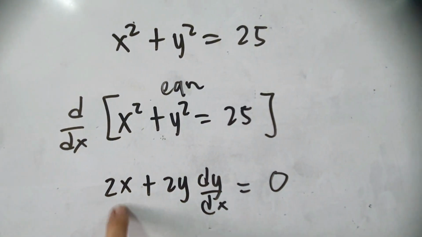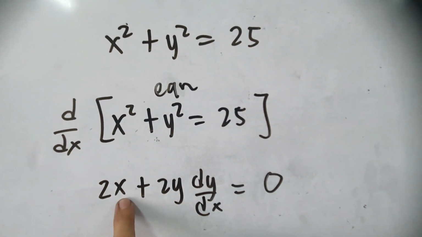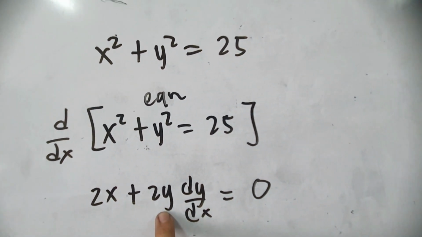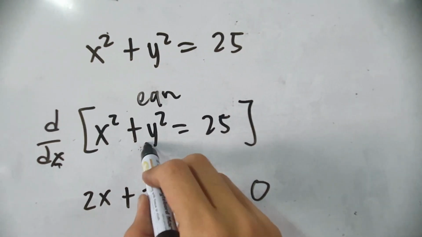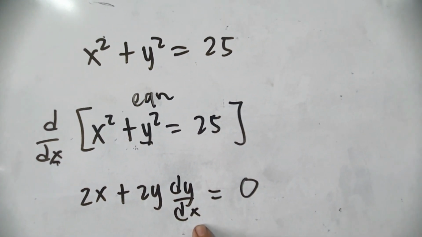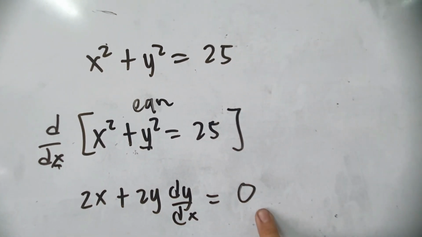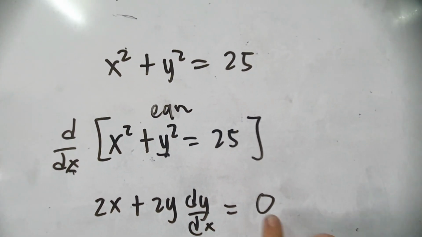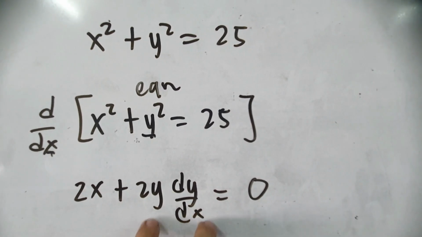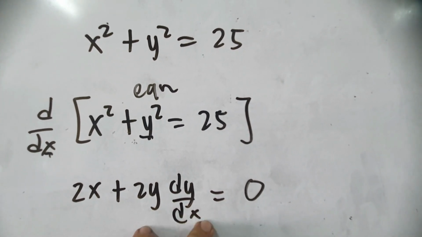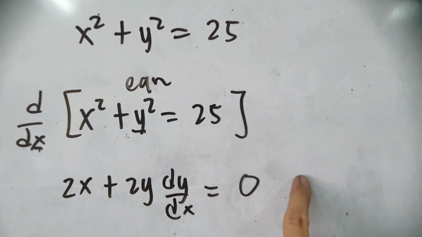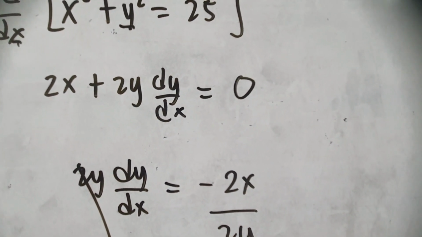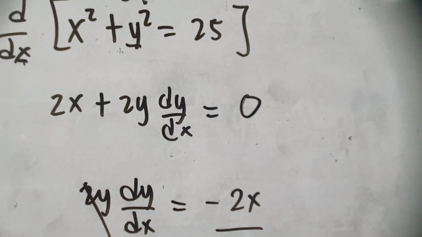So that is the derivative of x squared is 2x plus the derivative of y squared, that is 2y. But since y is a function of x, we now have dy over dx. And the derivative of 25 is 0. Now, what the step tells us is to remain or to write dy over dx on this side of the equation and transpose this one to the other side. So that is why we have this one: 2y dy over dx equals negative 2x.